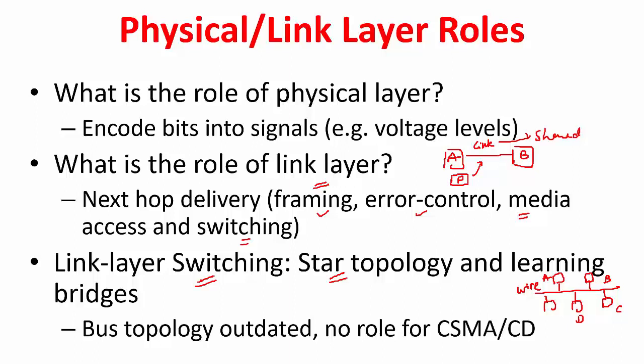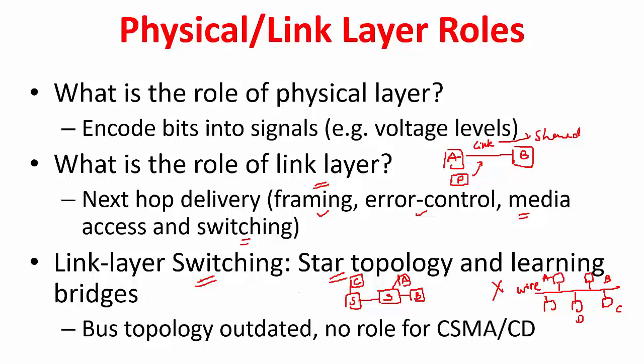But this is an outdated concept. Ethernet LANs don't operate in bus mode anymore. They operate in a star mode where you have something called a switch and the hosts A, B, C, D are connected to the switch. This switch in turn can connect to another switch which may be connected to some other host C. Even in this case, C is a neighbor of A because this is still at the link layer.